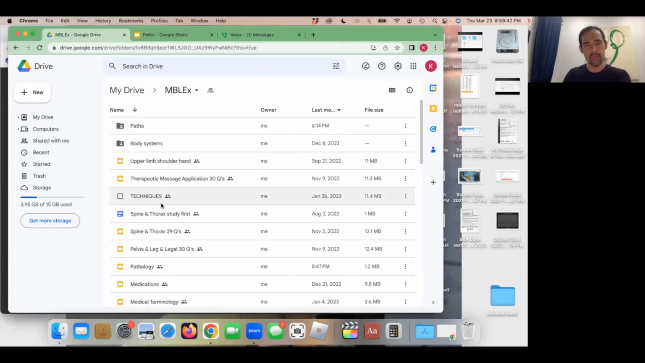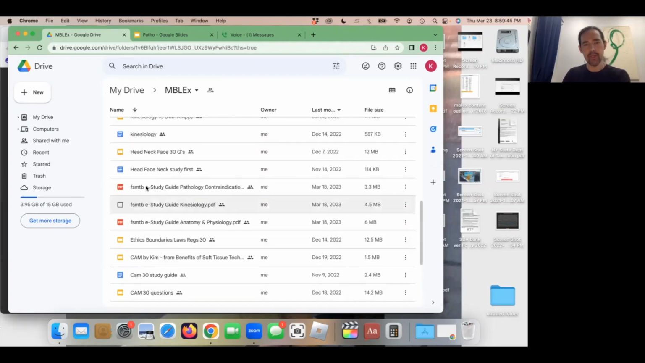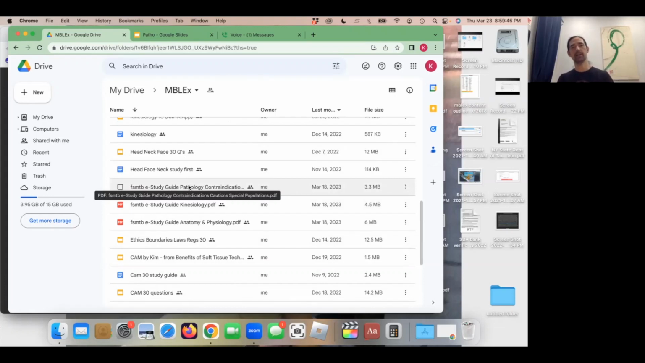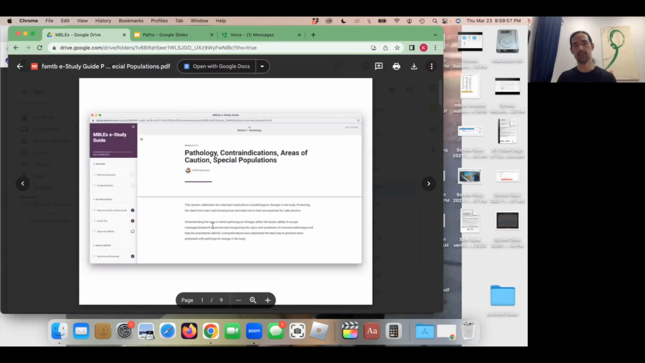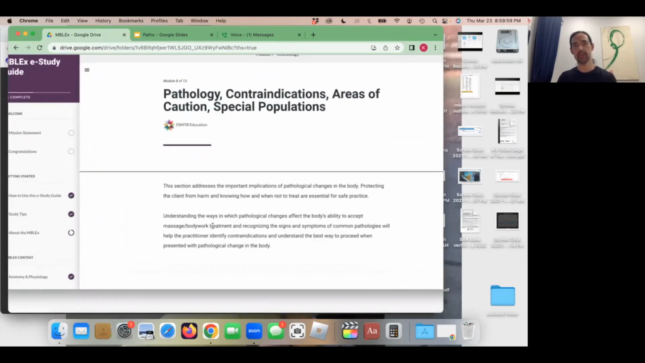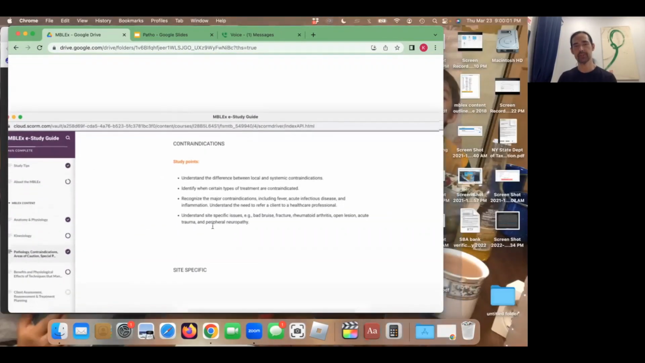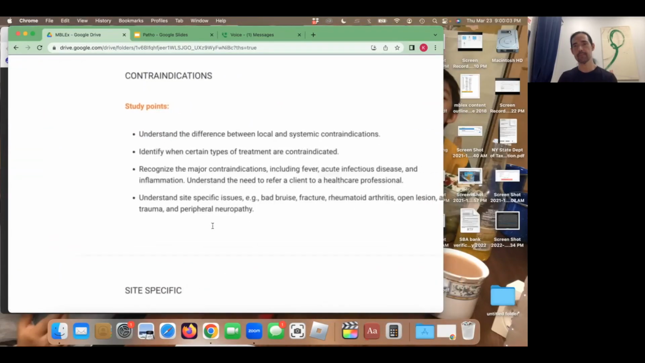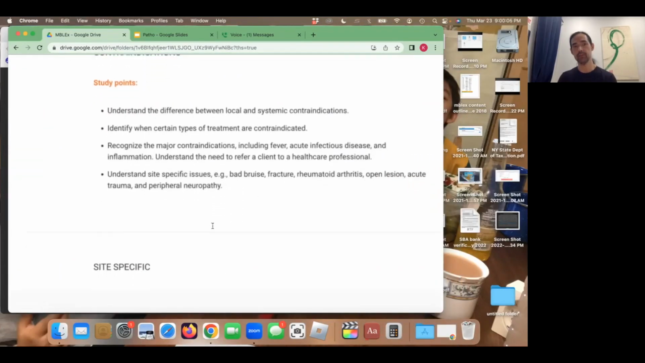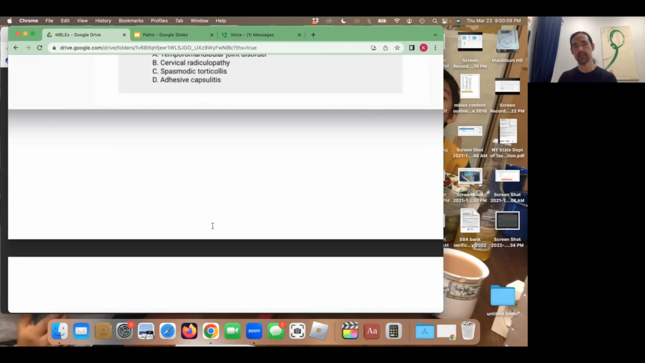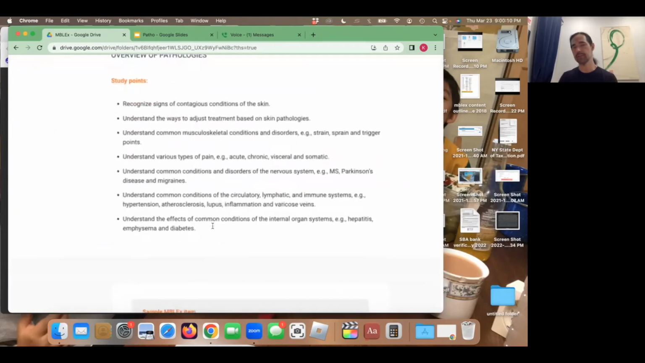Here we go. FSMTB e-study guide. And if you open the pathology, this is really important. If you open the pathology or the A&P or the kinesiology, you'll see everything you're supposed to study. And I want you guys to make sure that you're going through these, using them regularly to pick things to study.